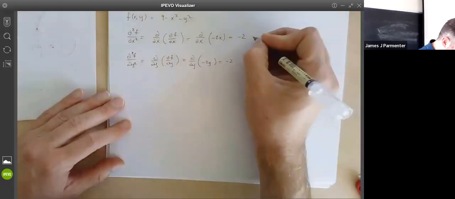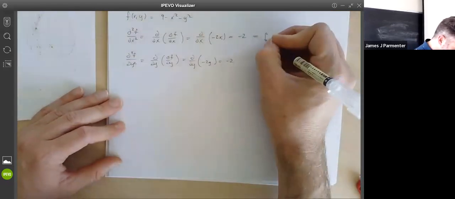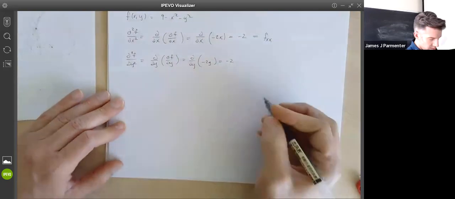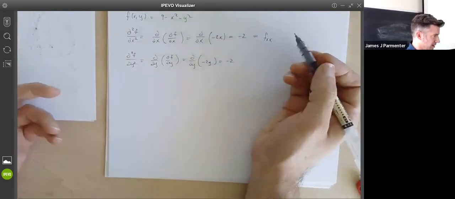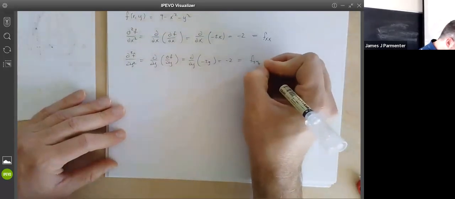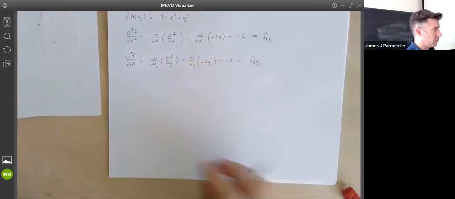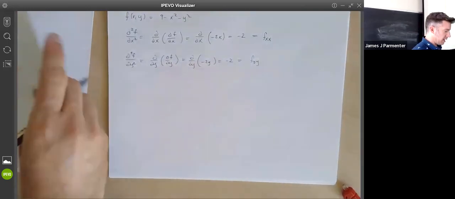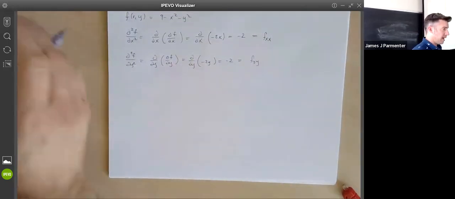And again, you can use this notation or you can use this notation. This second notation is usually less writing, right? Del squared f del x squared is kind of a lot to write. And then we also have mixed partial derivatives, where you take the partial with respect to x and then y, or y and then x.